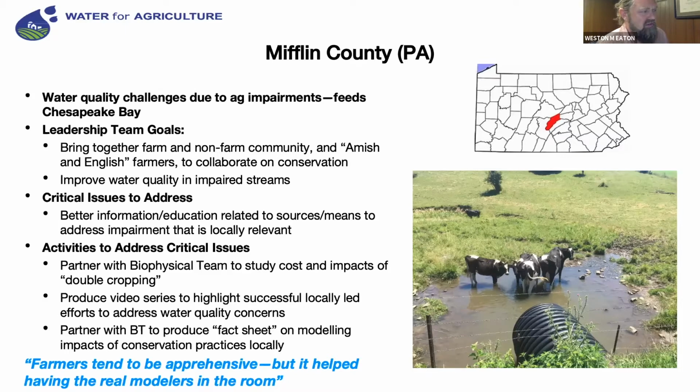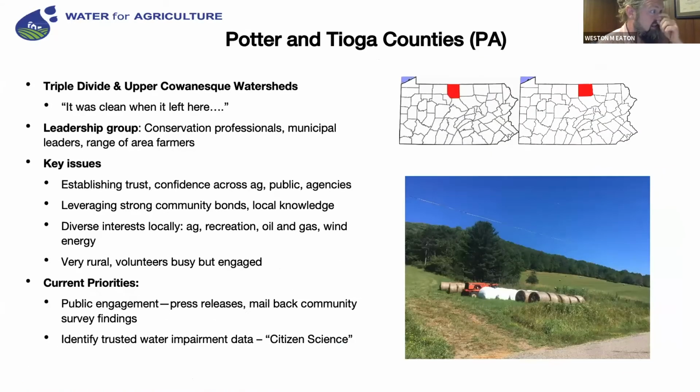And the quote here: "Farmers tend to be apprehensive, but it helps having the real modelers in the room." Talking about models in the Chesapeake Bay watershed, as I'm sure with aquifer issues in Nebraska are the same, it can be quite a sensitive or dicey topic to come in if you're wearing your expert hat. So instead, we brought modelers in to ask questions and do work with stakeholder involvement to enhance the utility of that for the stakeholders. Let me briefly introduce Potter and Tioga.